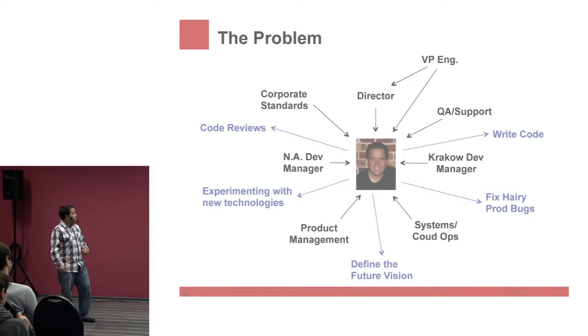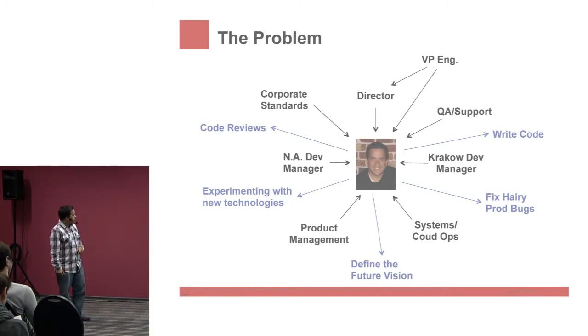Then we have corporate standards, basically Oracle telling us our security standards, our localization standards, and all these things that need to get into the system. We also have QA and support saying that they have pretty serious bugs that are not really customer facing, but are affecting the performance and tuning of the system.